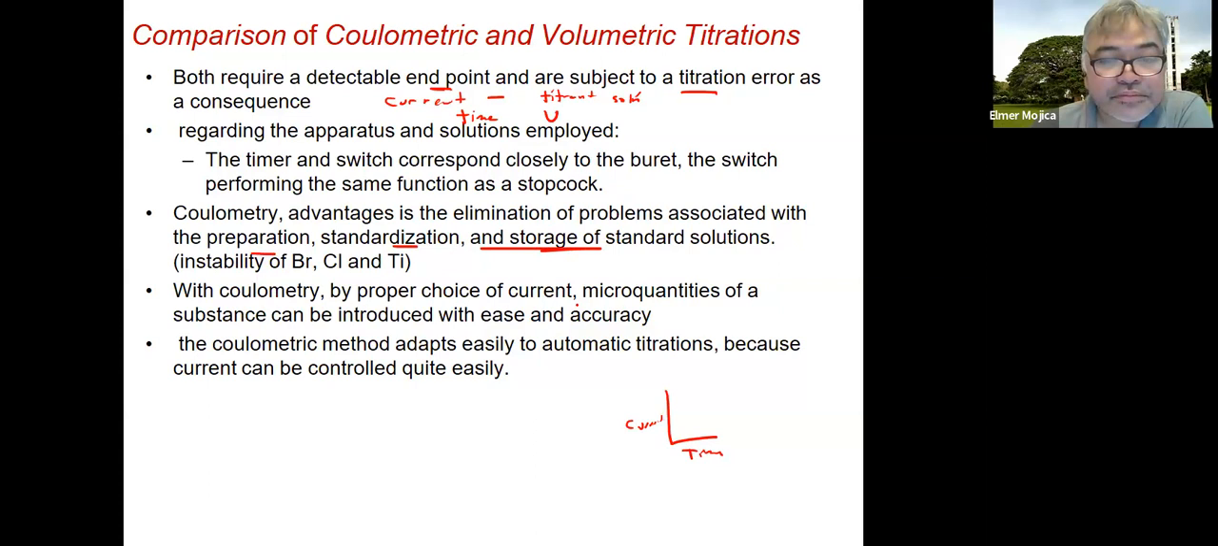Okay. With coulometry, by proper choice of current, micro quantities of substance can be introduced with ease and accuracy. So what does it mean? It has high accuracy compared to the volumetric method. And the thing with this coulometric titration, you can have an automatic titration because current can be controlled easily.